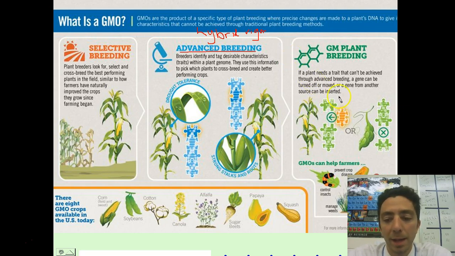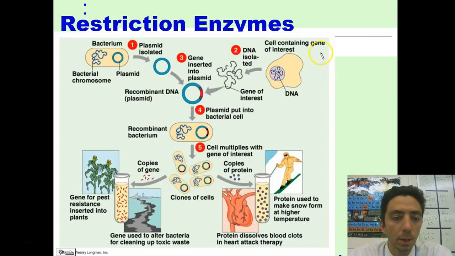And then the very last part is GM plant breeding. In GM plant breeding, we're taking a gene from something else, some other plant or even some other animal, and imprinting it into the DNA of the plant that we're modifying. And so we can really pull some interesting characteristics into these plants. This is how that third way is done.